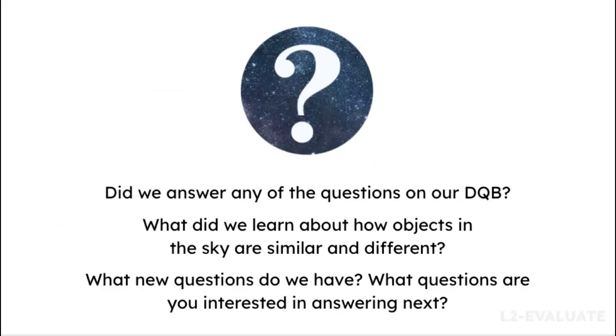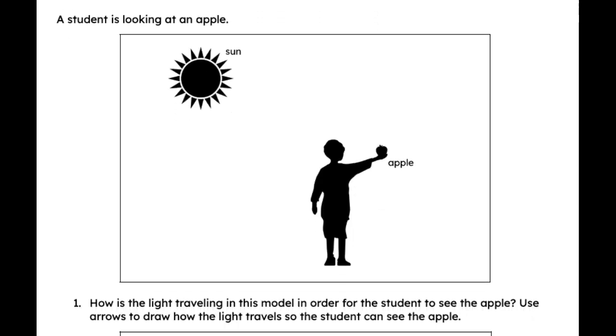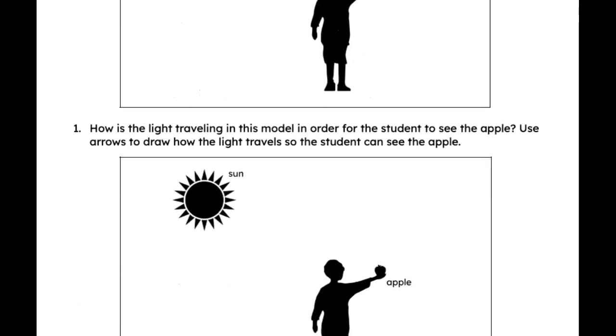To support student sense-making across the unit, orient them back to the driving question board. Ask, did we answer any of the questions on our driving question board? If there are questions that have been answered, remove them from the driving question board and place them on the summary charts. Use this as an opportunity to answer the section driving question, how are objects in the sky similar and different? Have students complete the Section 1 summative assessment.